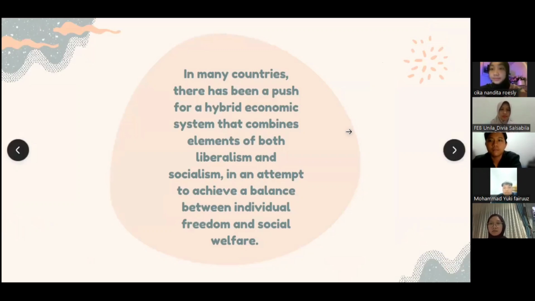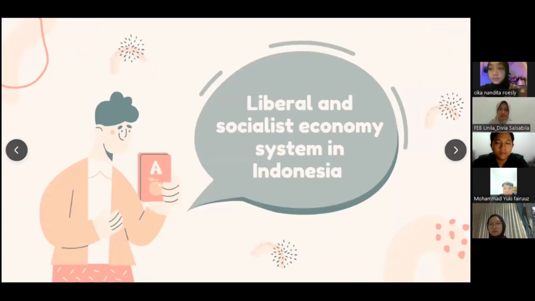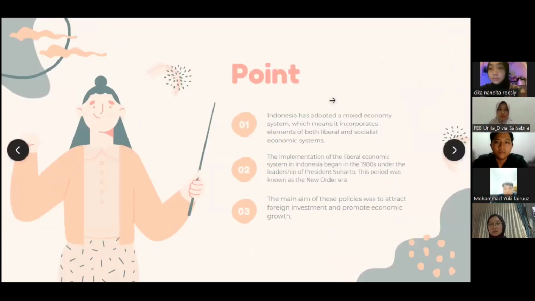In many countries, there has been a push for a hybrid economic system that combines elements of both liberalism and socialism, in an attempt to achieve a balance between individual freedom and social welfare. The next material is about the liberal and socialist economic system in Indonesia. We have 3 points in this chapter.